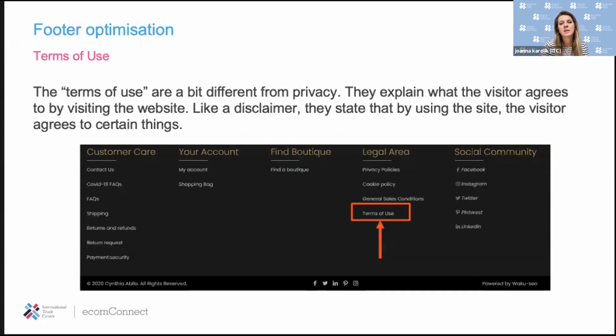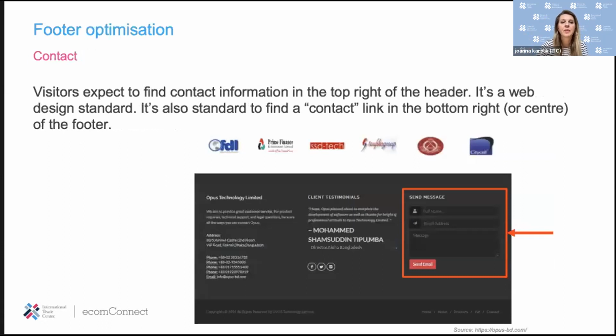Another element is the terms of use. This is slightly different from the privacy policy, so don't confuse the two. Terms of use inform the user what they are agreeing to by using your website, for example not using your content without consent. It's a good idea to state that your company is not responsible for linked content on independent third-party websites. So make sure you have a link to the terms of use in the footer.